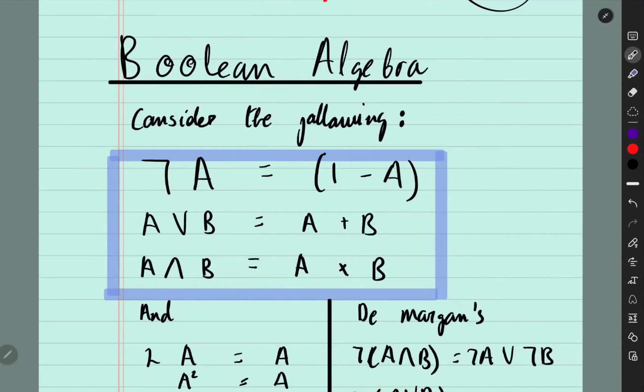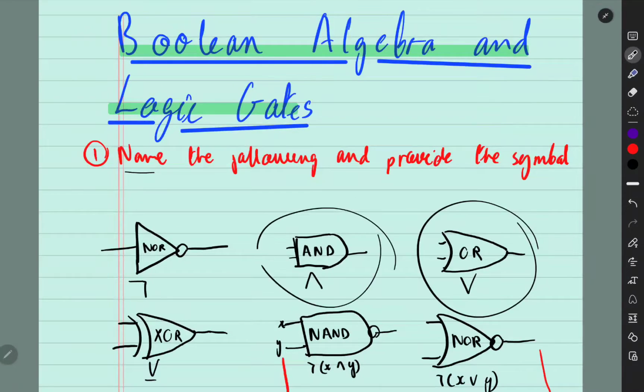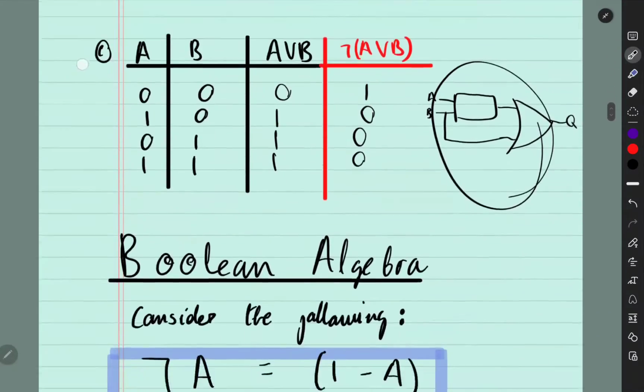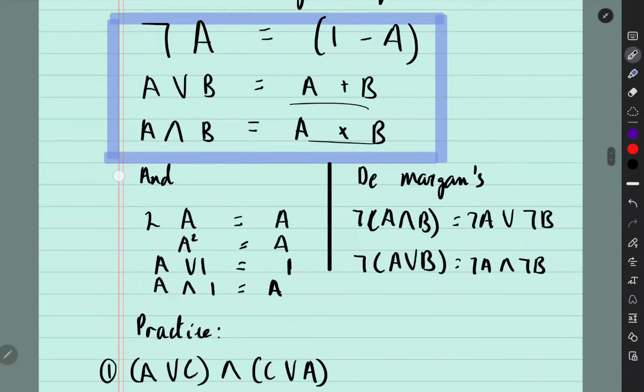So not A is equal to 1 minus A. A or B is the same as A plus B. A and B is the same as A times B. See how I said before that the AND gate is just multiplication? Well, the OR gate is addition, right? So this is multiplication, this is addition. So therefore, we can actually apply the logic into it.